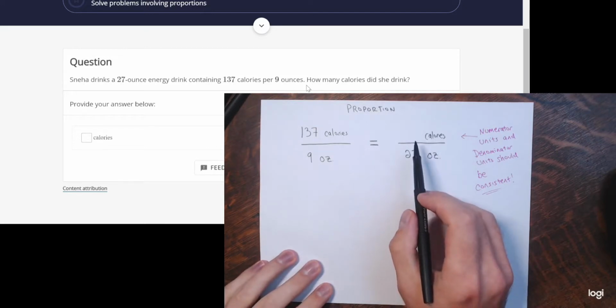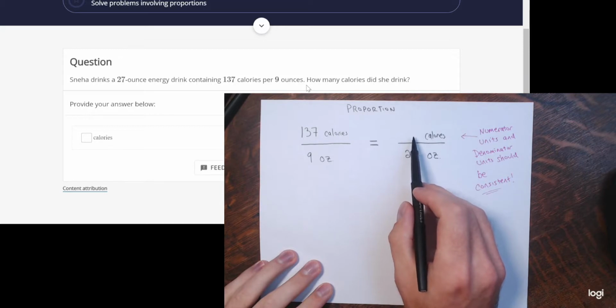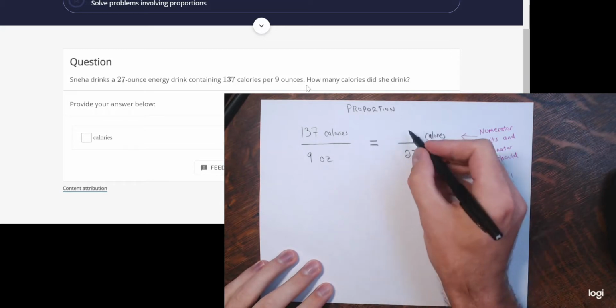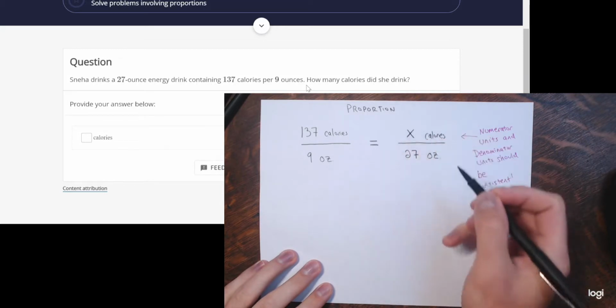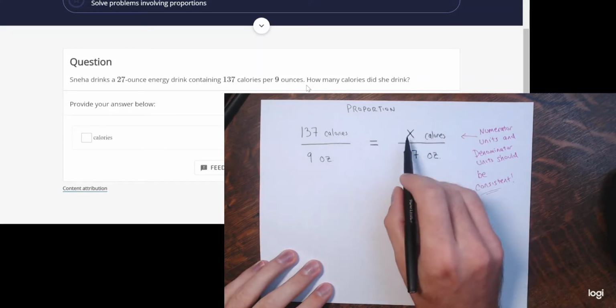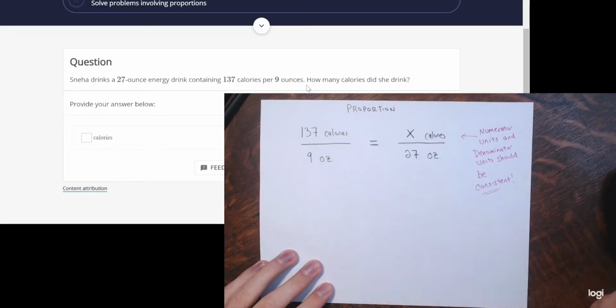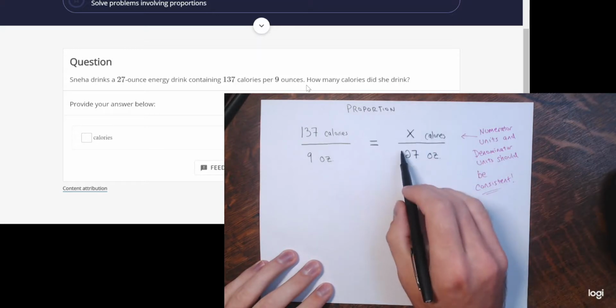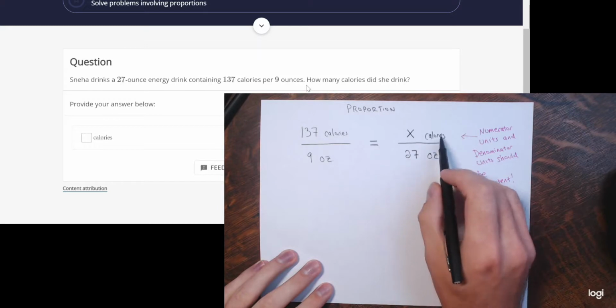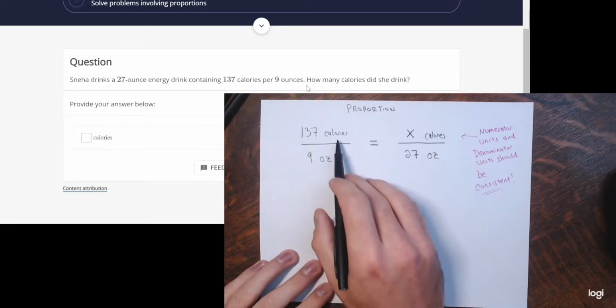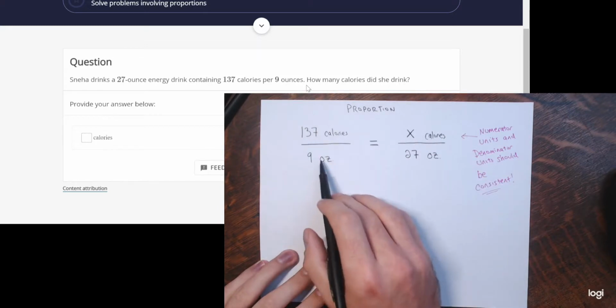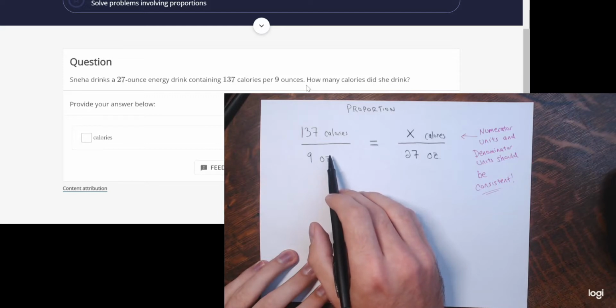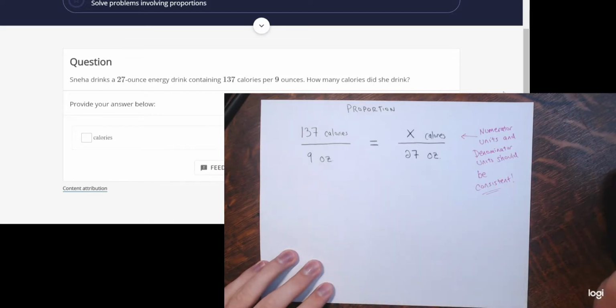The question is, how many calories did she drink? So I'm going to call this X calories. All right, this is the unknown. The question was, how many calories did she drink? And over here is the ratio of calories to ounces for what she drank. Over here is the ratio of calories to ounces for just the energy drink in general. All right. I'm hoping this makes sense. I'm going to be doing this with every question, right? Setting up this ratio equal ratio stuff. So I'll make this bigger now.